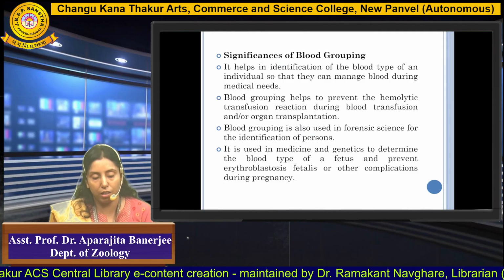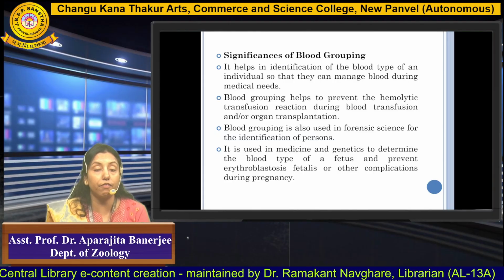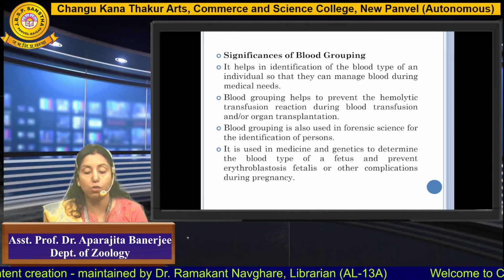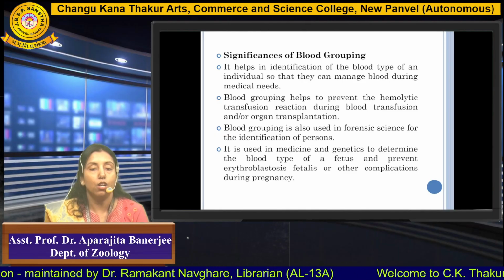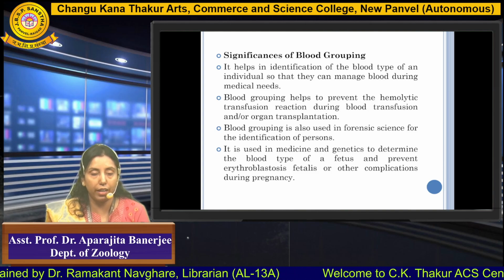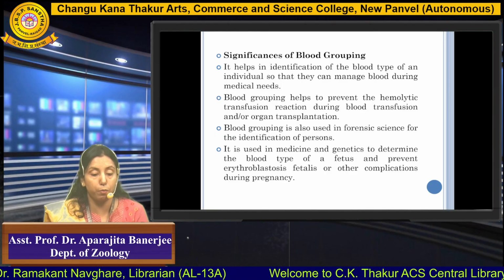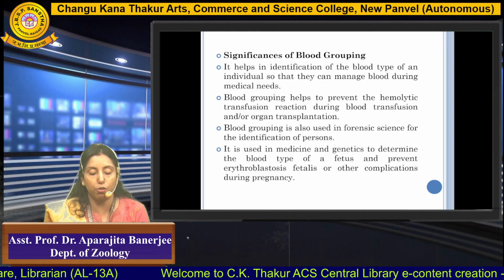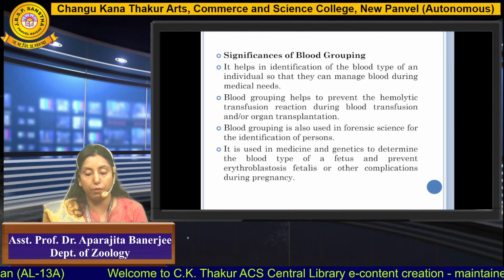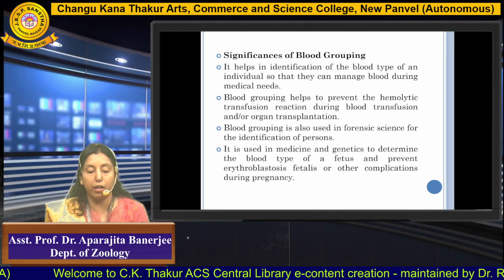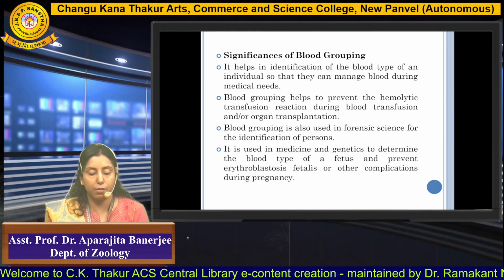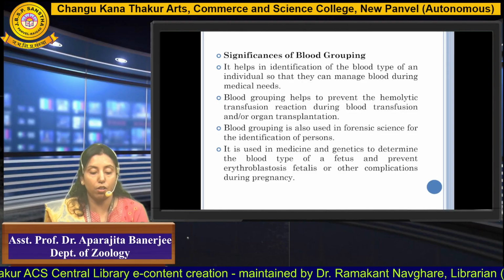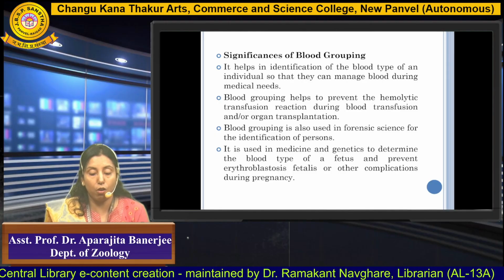Now coming to the last slide, here we have discussed the significance of blood grouping. Blood grouping helps in identification of blood types of an individual so that they can manage blood during medical needs. We have seen in all our identity cards, one thing is common, that is our blood group is written, so that if in any case blood donation or something is required, then it should be known. Secondly, blood grouping helps to prevent hemolytic transfusion reaction during blood transfusion or organ transplantation. So whether it is blood transfusion or organ transplantation, we should know our blood groups.